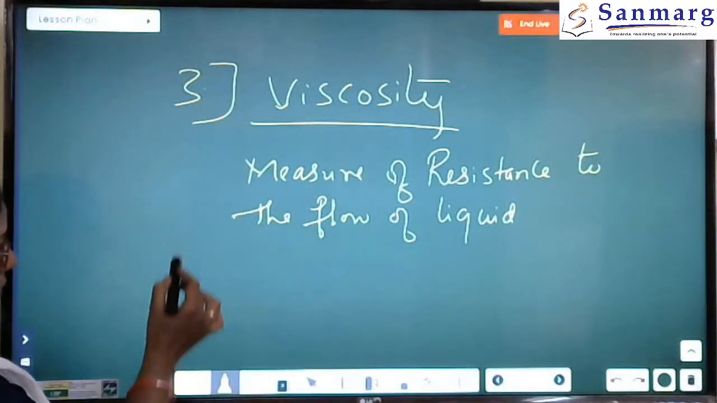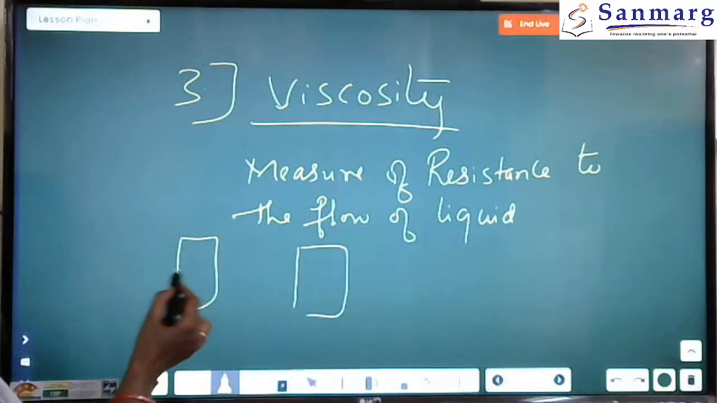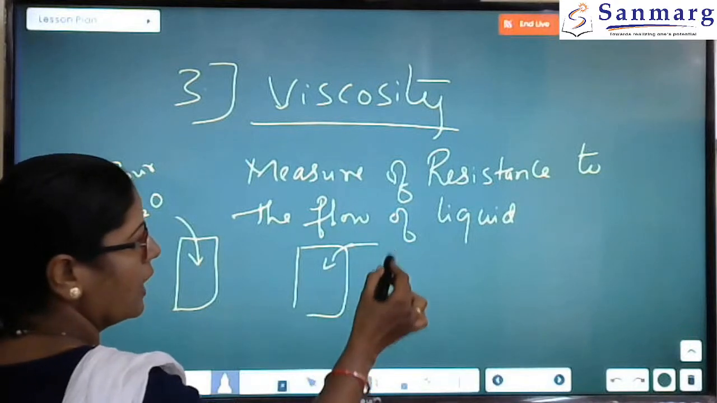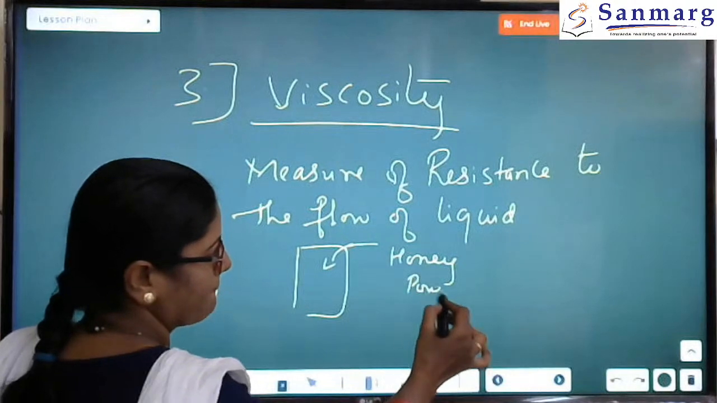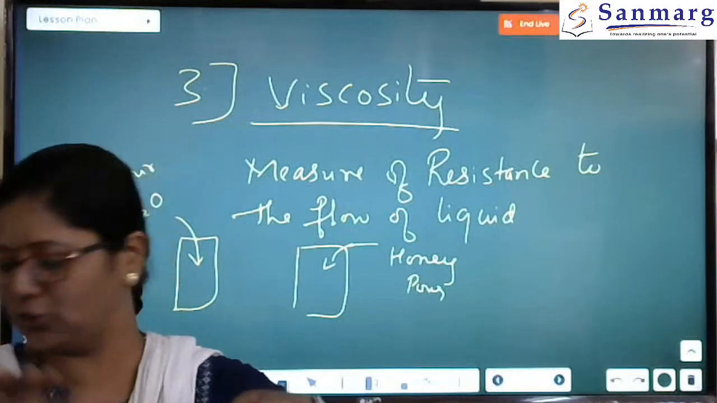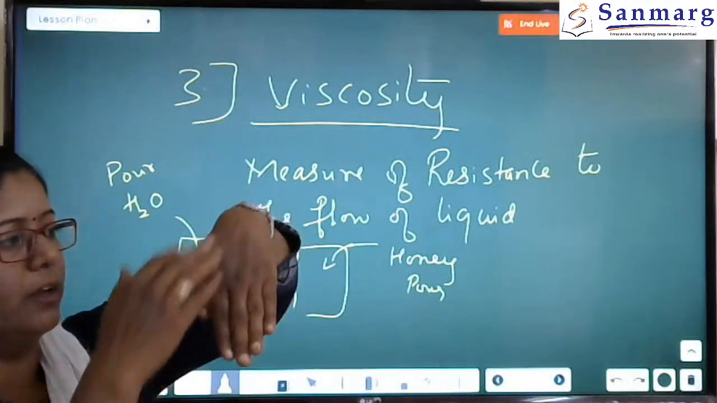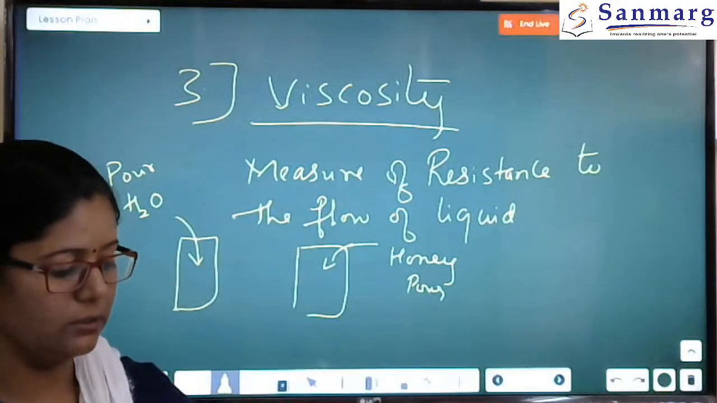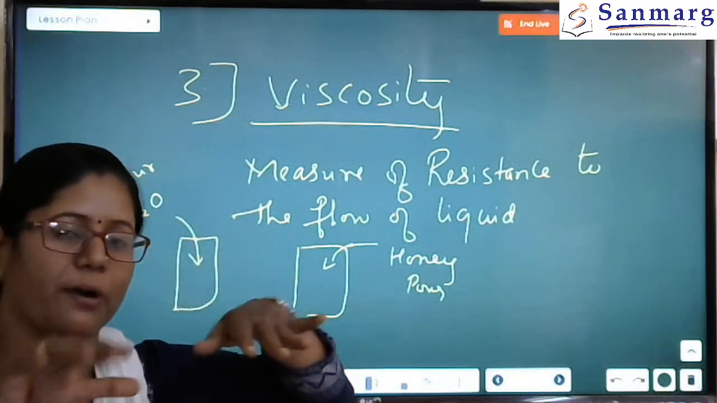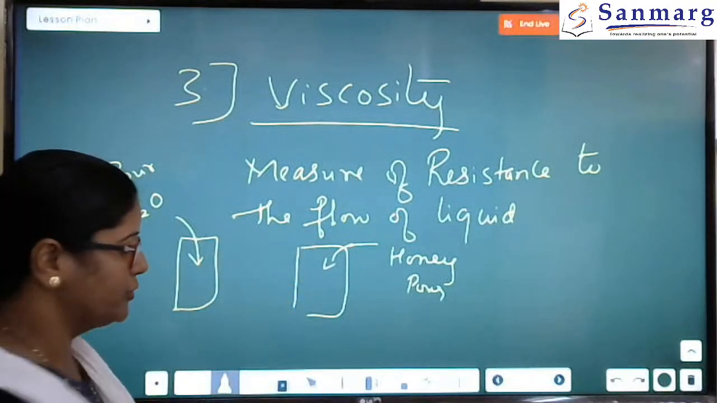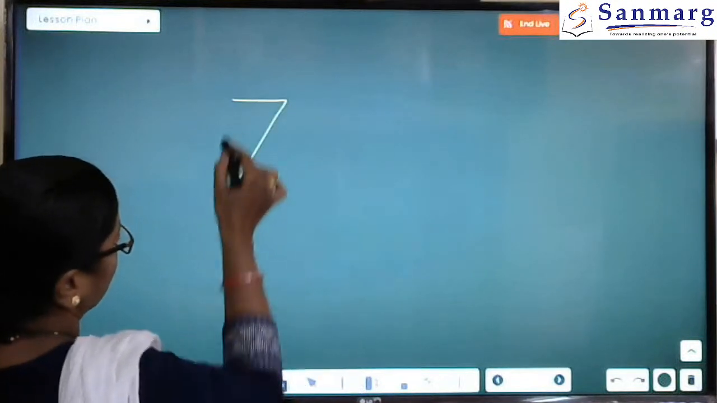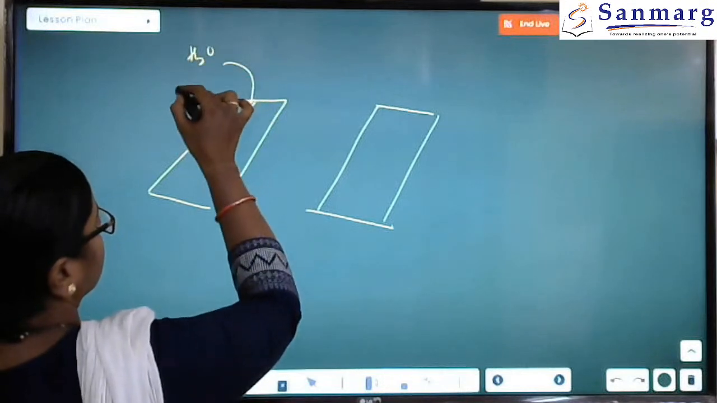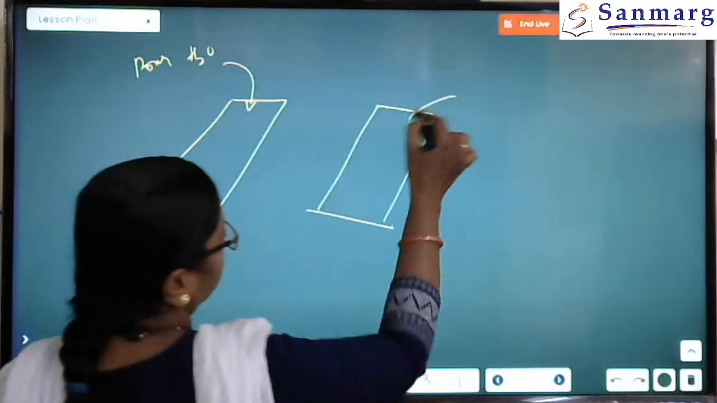For example, take two glass slides. On one glass slide you pour water, and on the other glass slide you pour honey. Take two glass sheets and keep them in a slanting position. Pour water on one glass sheet and see how fast it is moving. Take another glass sheet and pour honey. Do both simultaneously. Which one will reach fast? Which one will move fast?